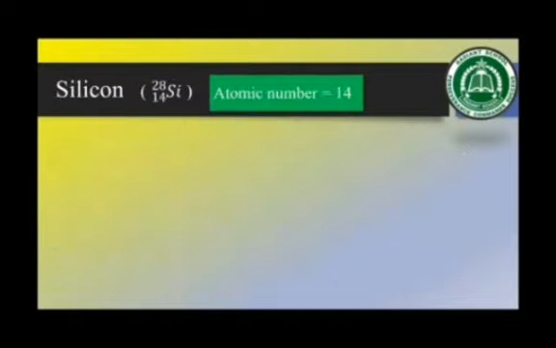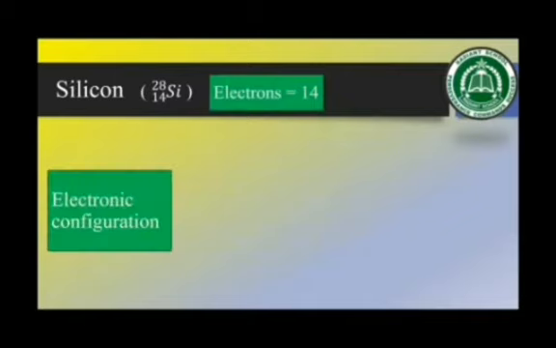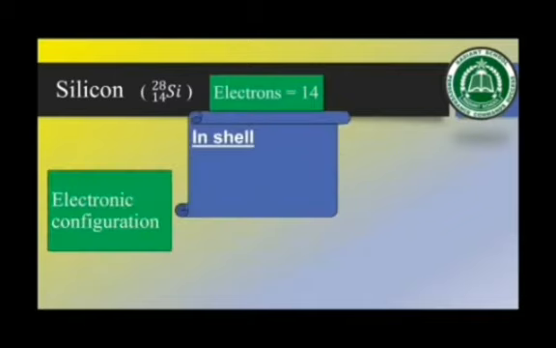Let's see the electronic configuration of silicon. Atomic number is 14, so it has number of protons 14 and number of electrons also 14. Electronic configuration in a shell. K shell will accommodate 2 electrons. L shell can accommodate 8 electrons. 8 plus 2 is equal to, yes, 10. How many electrons are left?